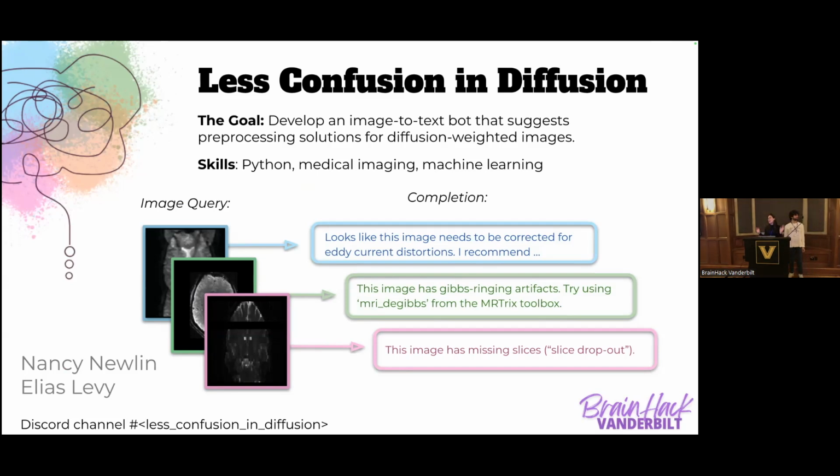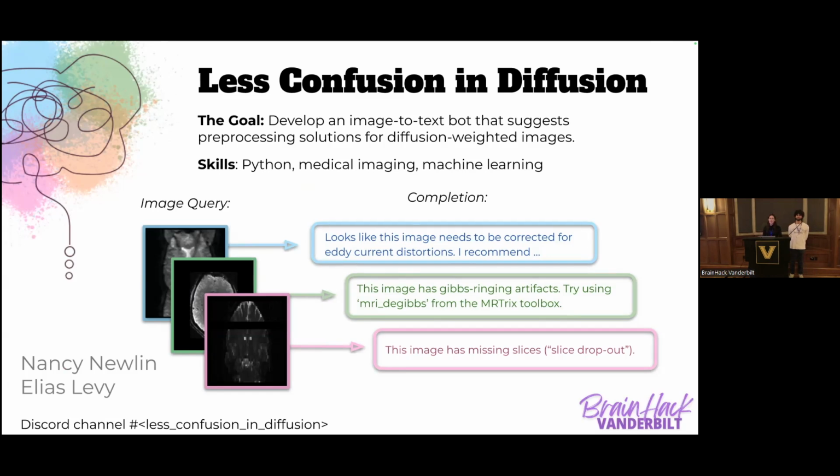Hello, everybody. My name is Nancy Newland. I'm a fourth-year PhD student in the Massey Lab, and my main focus has been in diffusion-weighted imaging. And this is my co-leader, Elias Levy, and he is a research technician also in the Massey Lab. His experience is in large language models. So in this project, we are bringing together both of our expertise to bring you less confusion in diffusion.